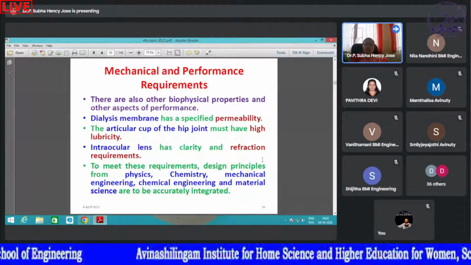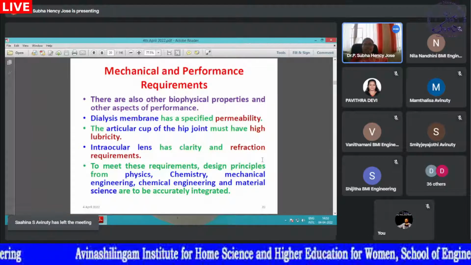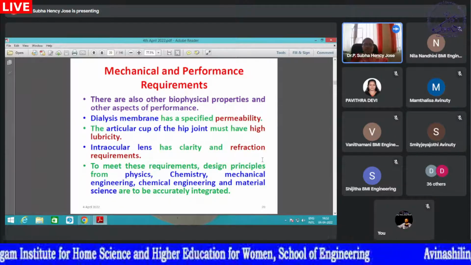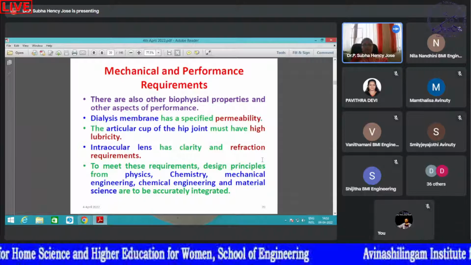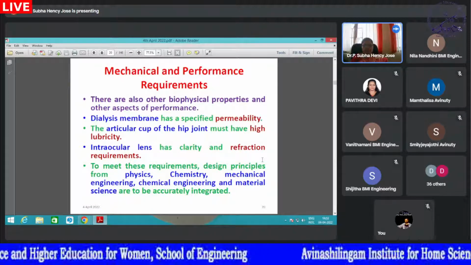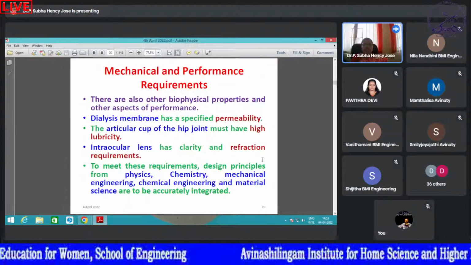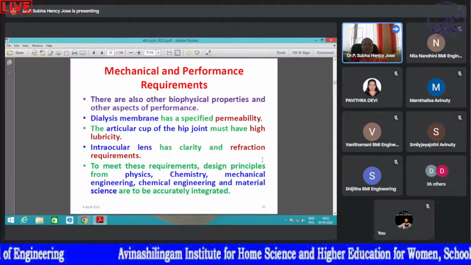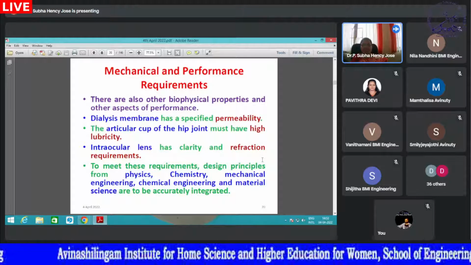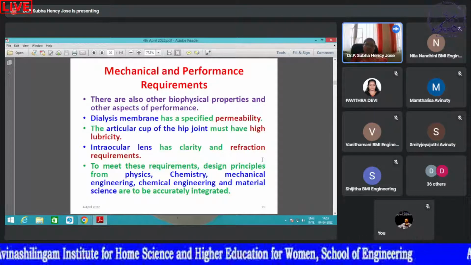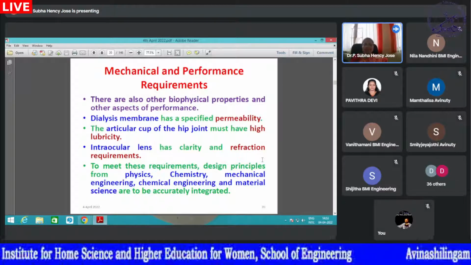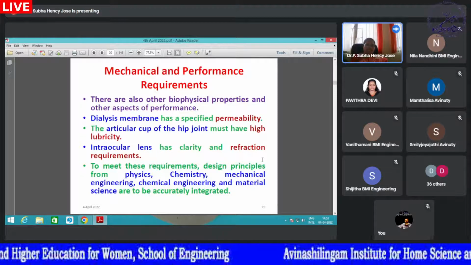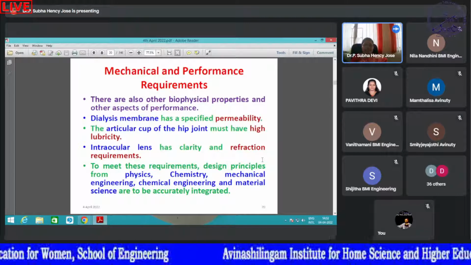So when you want to go for such a material combination, it's not possible for only a biomedical engineer to work. You need to come in contact with the physics people, the chemistry people, the mechanical people, the chemical people, and the material science people, in order to go on with the design or the application of these biomaterials. So it's not a one-man show. It is possible only with group work, or teamwork with people from various disciplines. Otherwise, it will not be helpful.